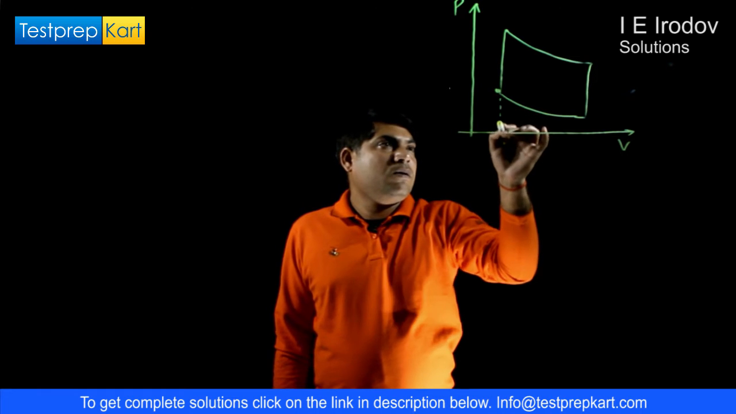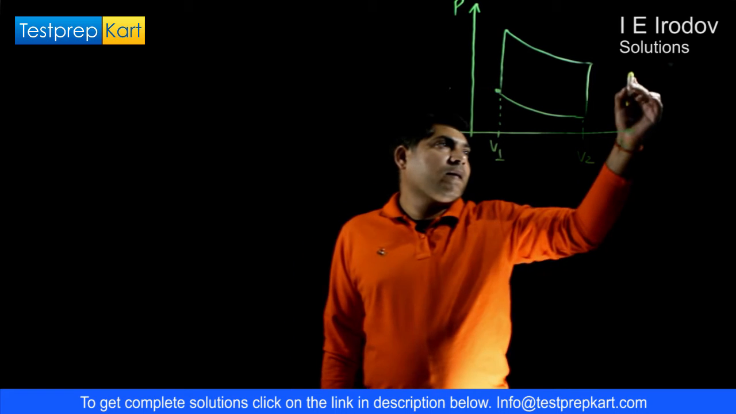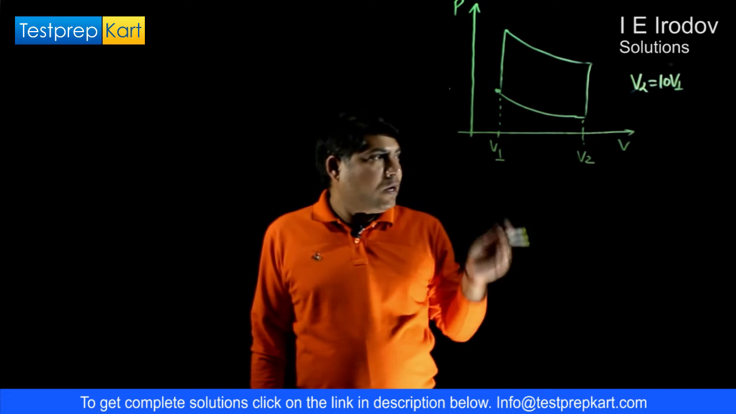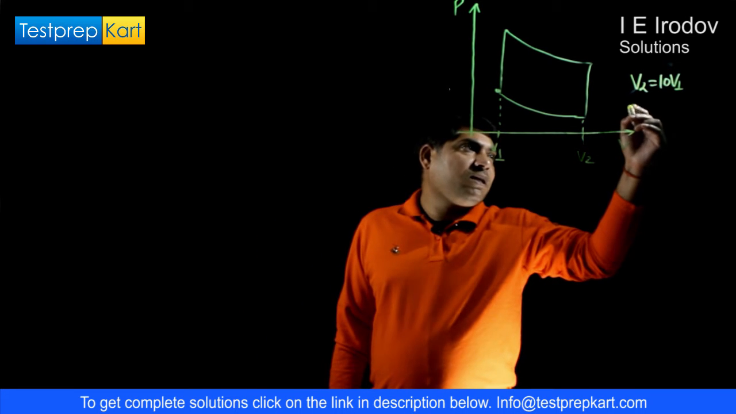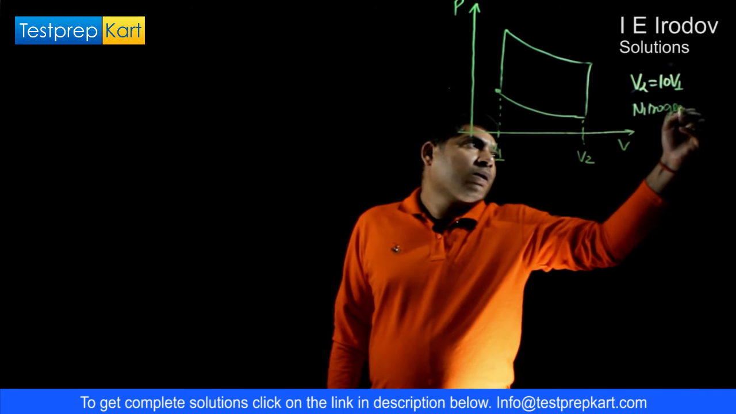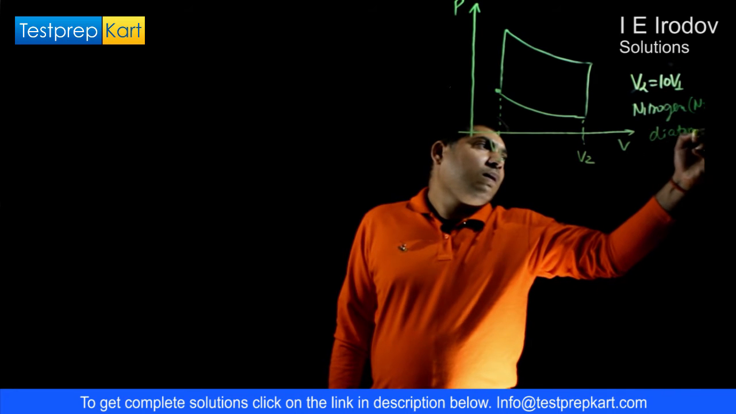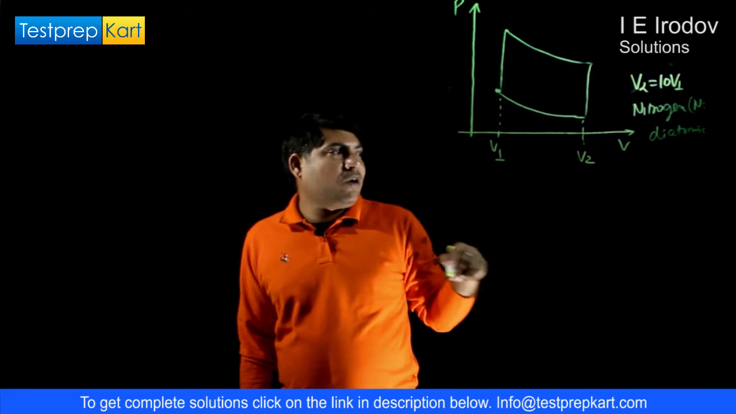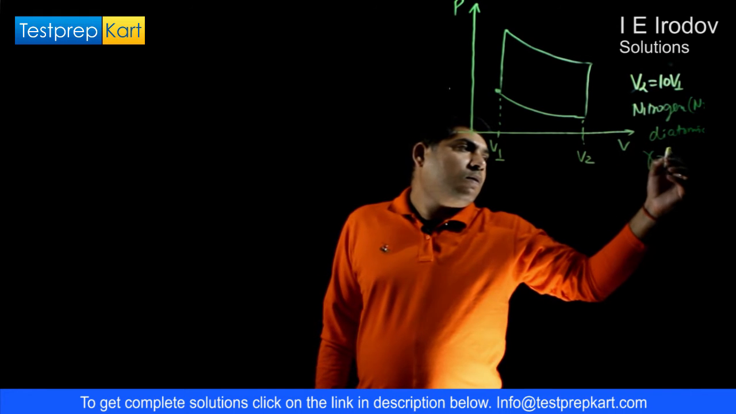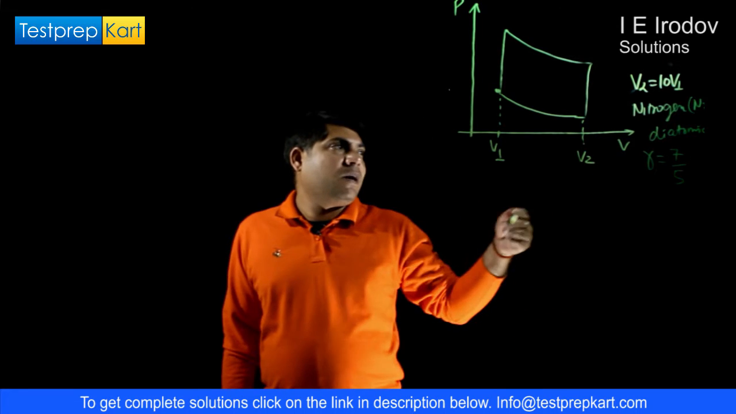So this is volume V1, this is V2, and in this question it is given that V2 is equal to 10 V1. Secondly, another piece of information given is that the working substance is nitrogen. So nitrogen is N2, which is diatomic, and we know that for a diatomic gas, gamma is equal to 7 by 5. We'll do the rest later.